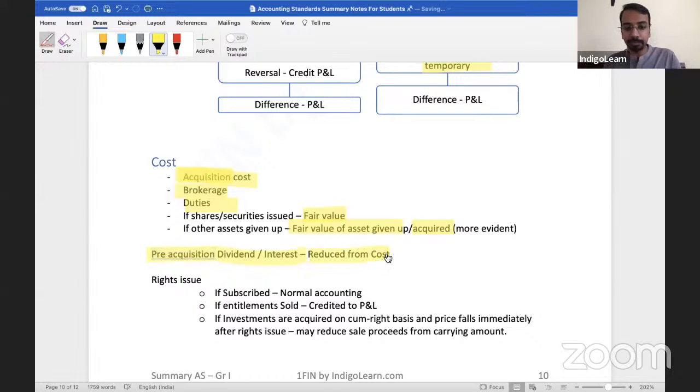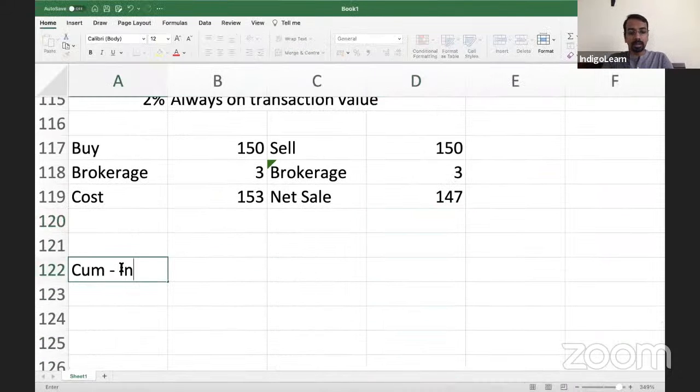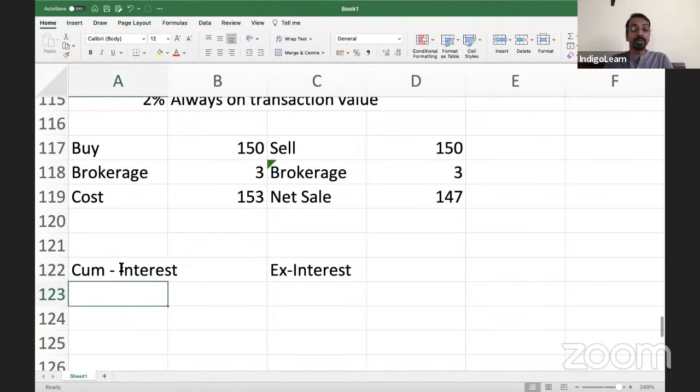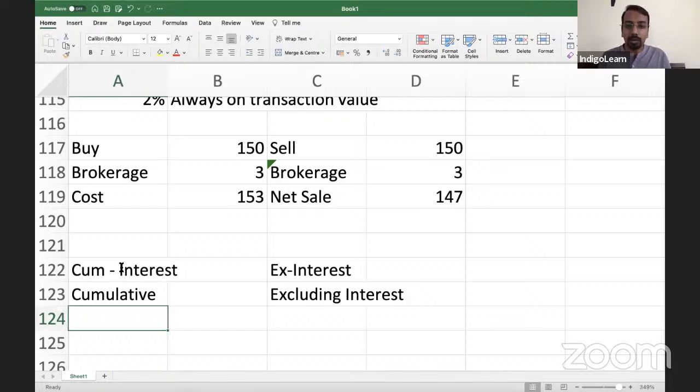Now here again there is one concept called cum interest and ex interest. Okay, cum interest means cumulative of interest, ex interest means excluding interest. Now whenever you do investment accounting, in the investment portion, you will always take excluding interest value. You will always take excluding interest value. Now why would this kind of confusion arise?